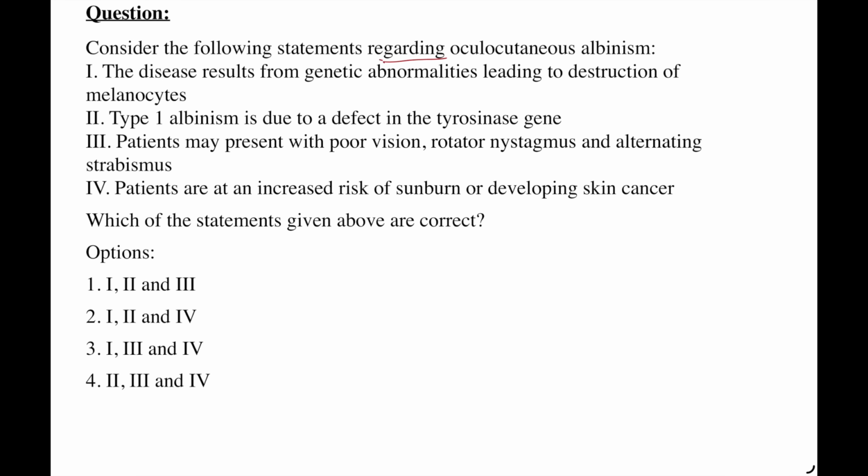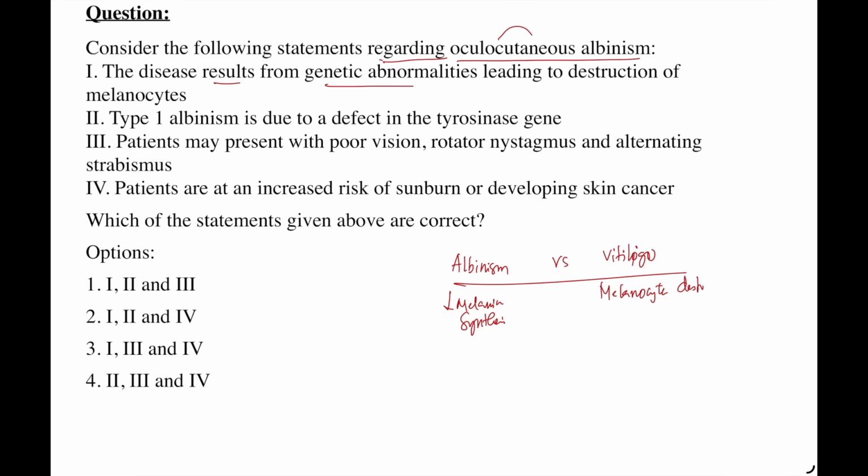Now consider the following statements regarding oculocutaneous albinism. See, albinism versus vitiligo. Vitiligo is an autoimmune condition, not every time, but in vitiligo what happens? There is destruction of melanocytes, whereas in albinism there is only decreased melanin synthesis. If you know this concept, you can answer this question. Now, in oculocutaneous albinism, the disease results from genetic abnormalities leading to destruction. No, decreased synthesis of melanin. So option 1 is wrong.